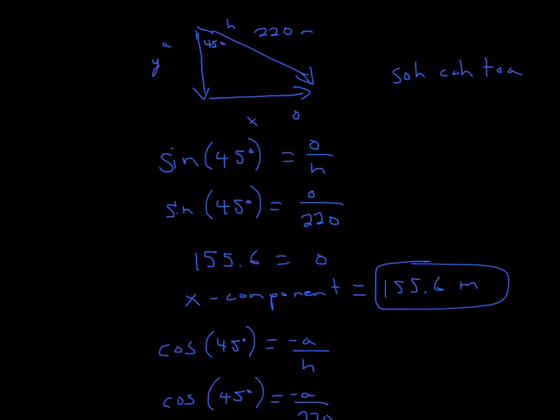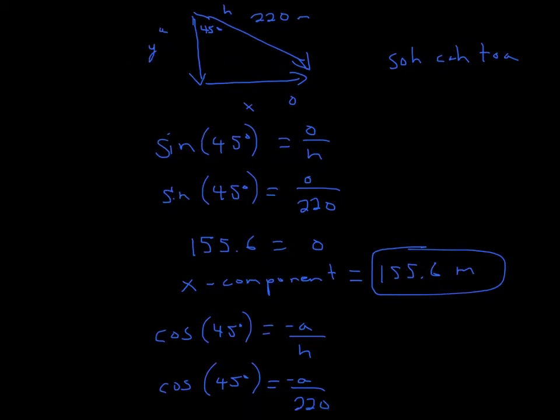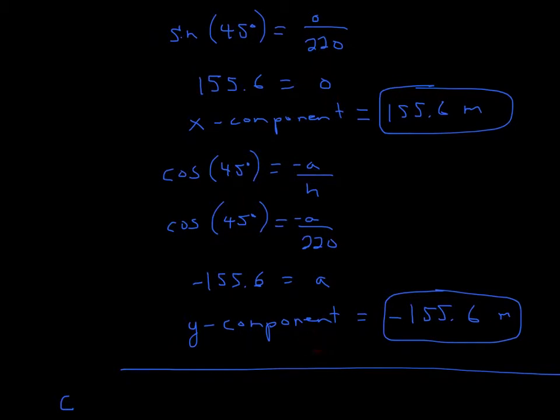Yes, because the adjacent is correlated with the y-axis. Go back down. Y component equals negative 155.6. Significant figures don't matter right now, because we still need more calculations, and then units are meters. And it's negative, because that's the direction, because it's down.